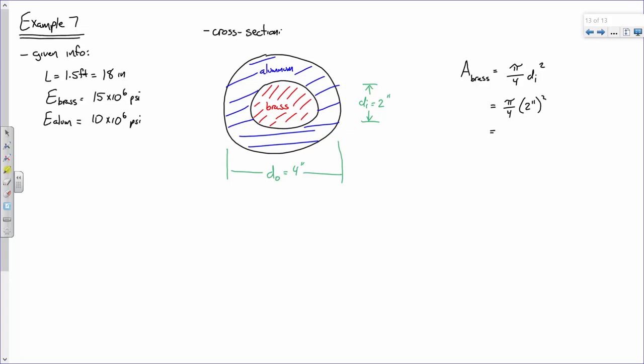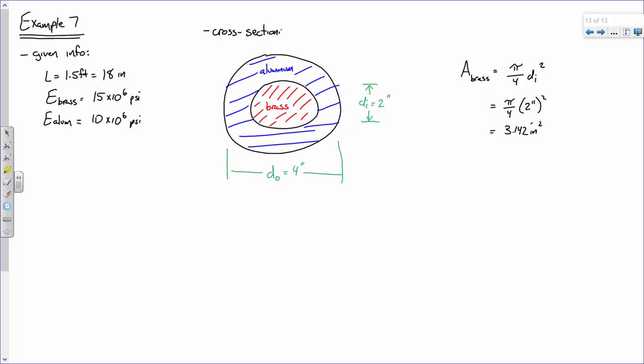So that's just pi, right? So it's like 3.142 inches squared, right? Okay, now that's the area of the brass, okay? All right, so if I wanted to paint that brass red, I would need to paint an area that's 3.142 square inches, okay? Now, how do I determine the area of the aluminum?